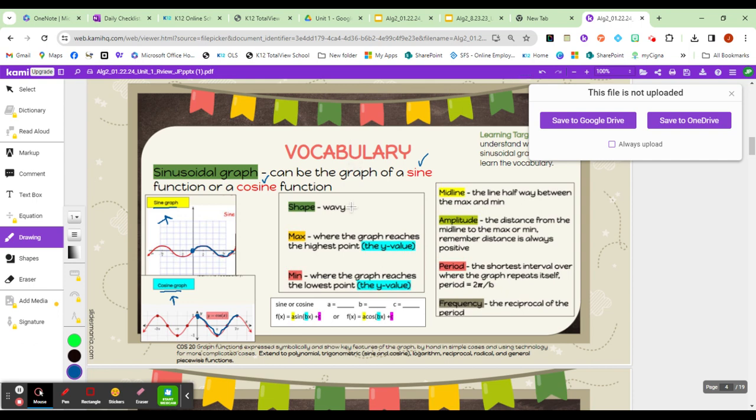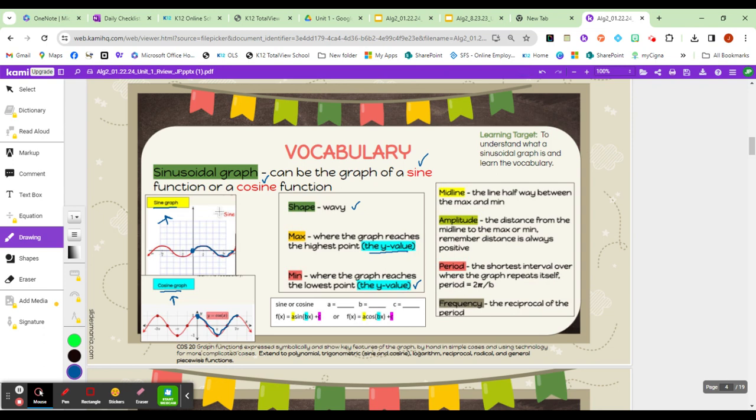The shape of a sine and a cosine graph is consistently wavy. A max is where the graph reaches its highest point, and we give a y value for that. A min is where the graph reaches its lowest point, and we give a y value for that also. So we're looking at the y value, how high or how low, for the max and min.